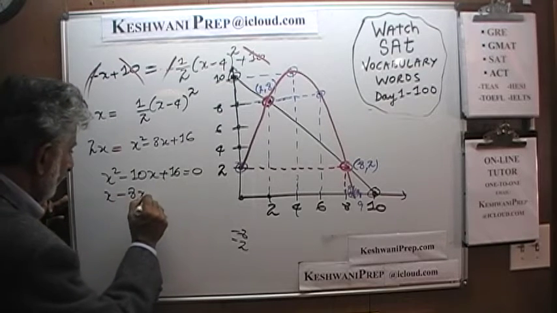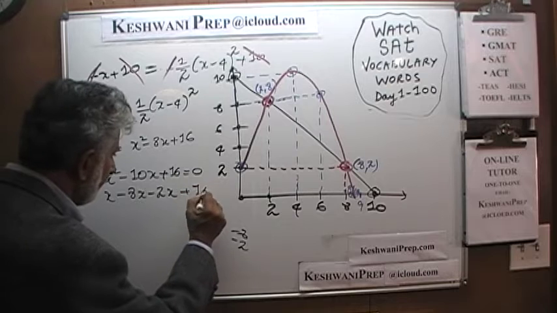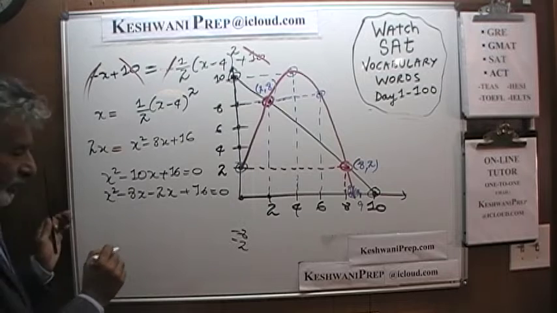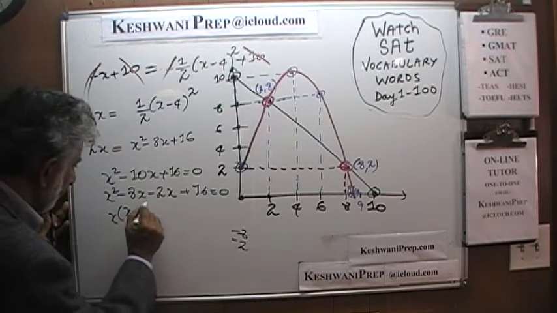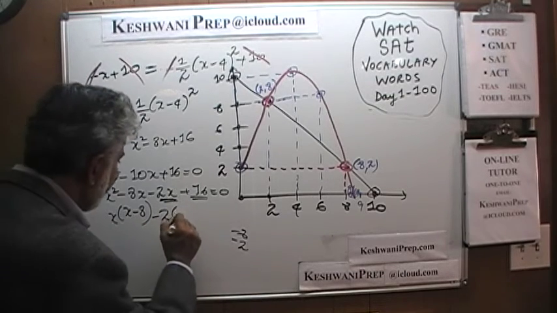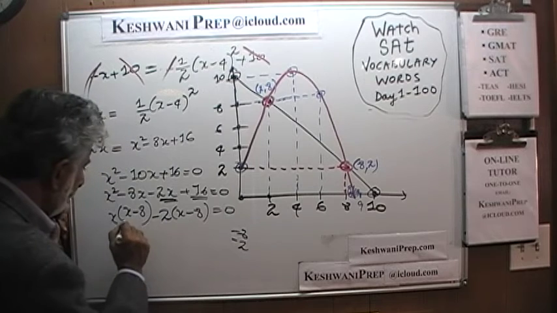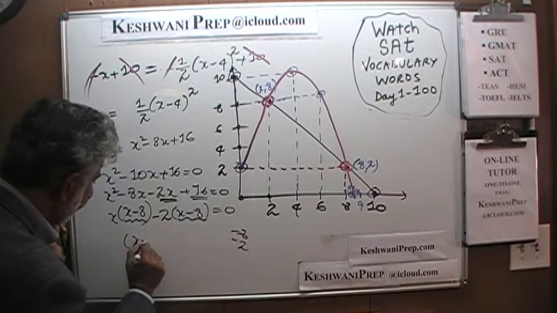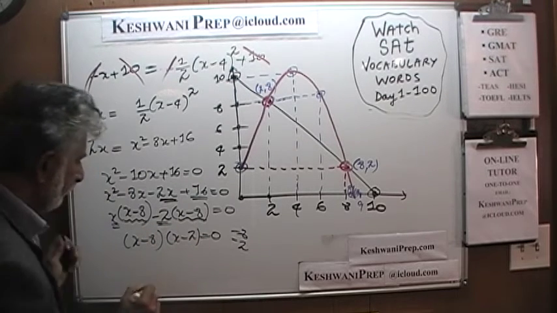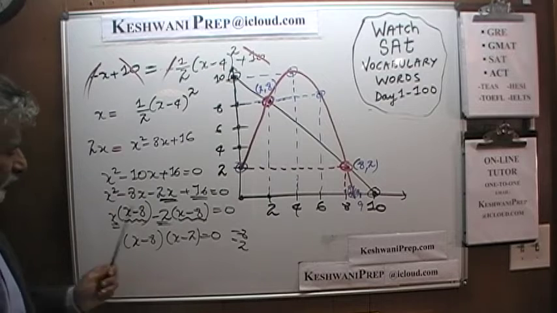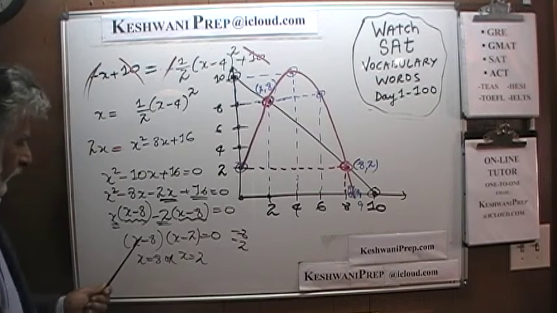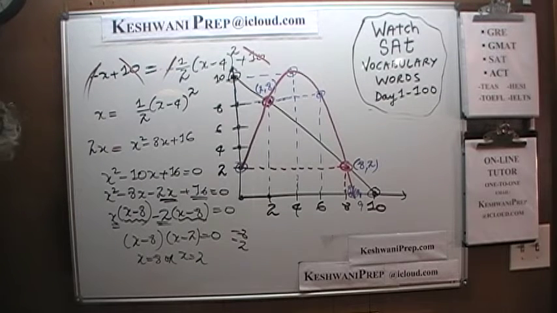So x squared minus 8x minus 2x plus 16 is equal to 0. From the first two terms, we get a common factor of x, and we get x minus 8. And from the last two terms, we get negative 2 as a common factor, and we end up with x minus 8 again, equals 0. Now we have x minus 8 as a common factor, and we are left with x and negative 2. Since x minus 8 times x minus 2 is equal to 0, either x is equal to 8 or x is equal to 2. Either this quantity is equal to 0 or this quantity is equal to 0.